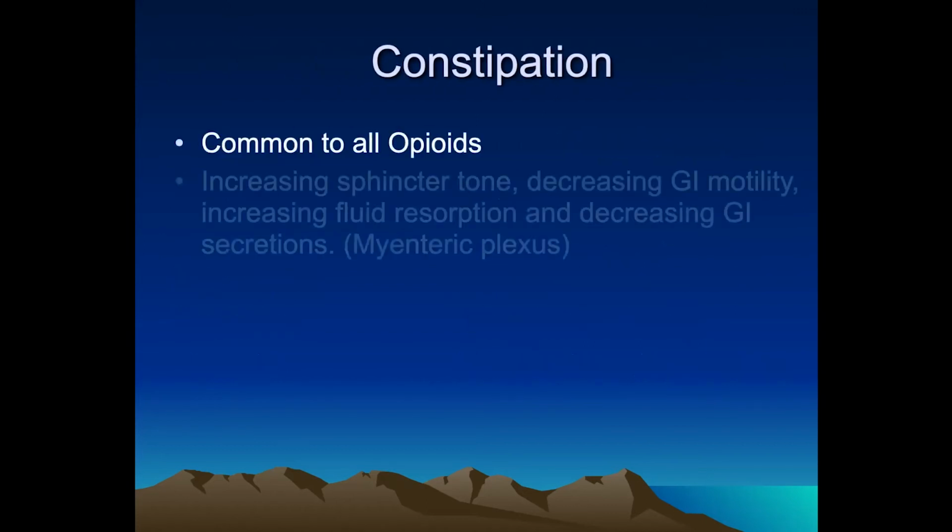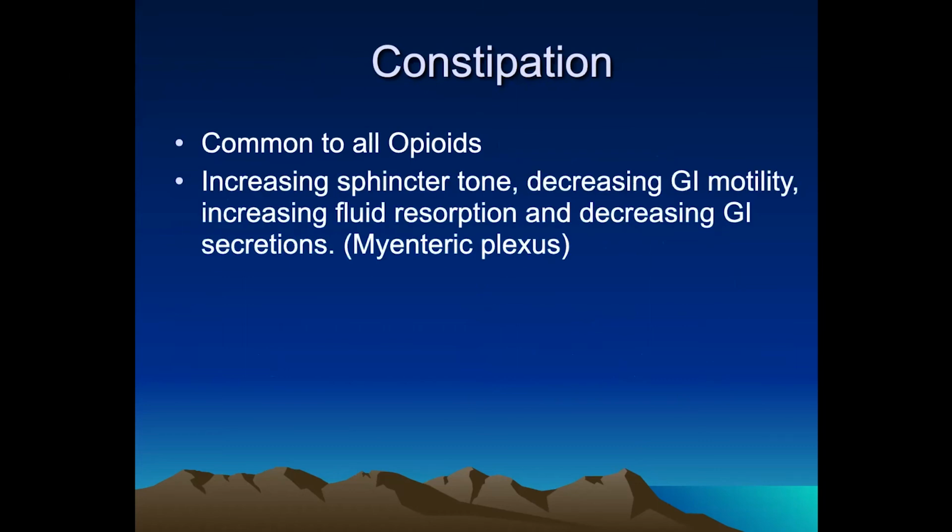All the opioids can cause constipation. Opioids act on the mu receptor, and the intestinal movement slows down. They decrease GI motility, increase sphincter tone, increase fluid resorption and decrease GI secretion. That's why opioids are known to cause constipation. When you write the prescription or order for morphine, you need to order the laxative at the same time. It's easier to prevent than to treat.